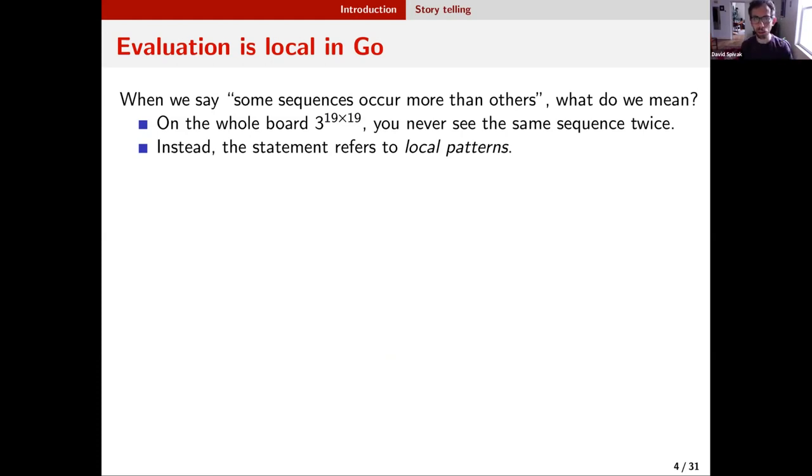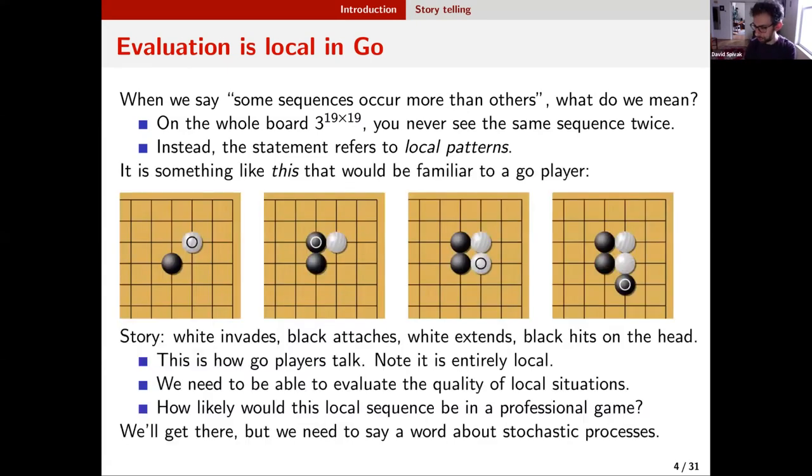So this thing I said where some sequences occur more than others, what do we mean by that? Well, note that on the whole 3 to the 19 by 19, you're never going to see the same sequence twice, unless someone's replaying a game. A quick question about occur more than others. Are you talking about usual play or optimal play or just all allowed sequences? I guess I'll say optimal play. Thanks for the question. Or in expert play, or maybe you could even do in all games that have ever been played. But right, we need to define that. And those might be three different valuations, the three different things I've just said.